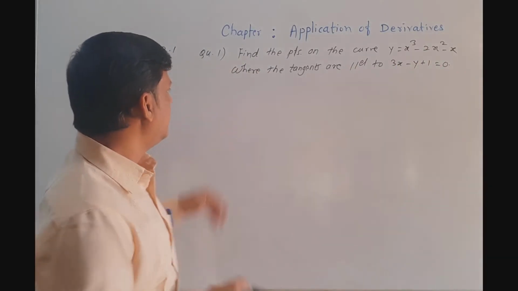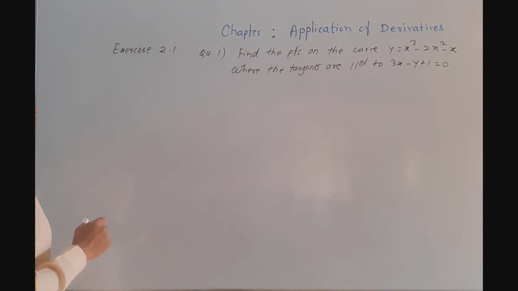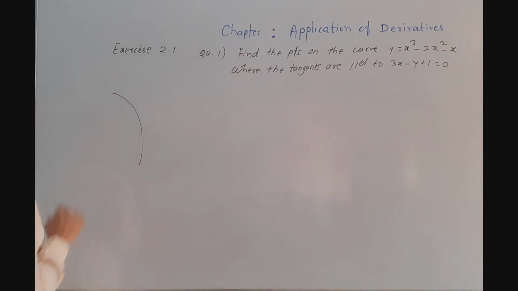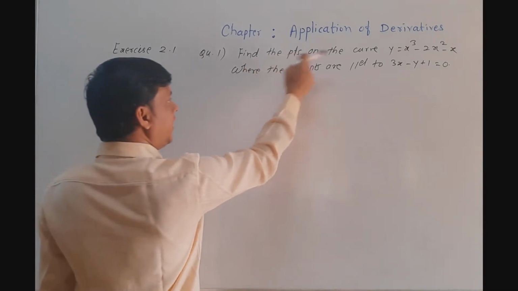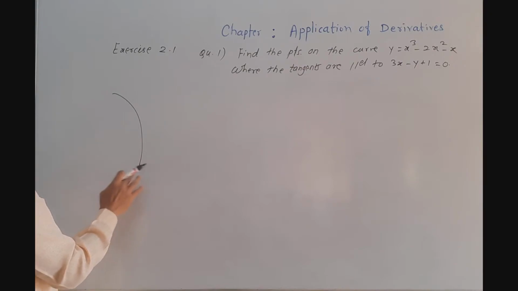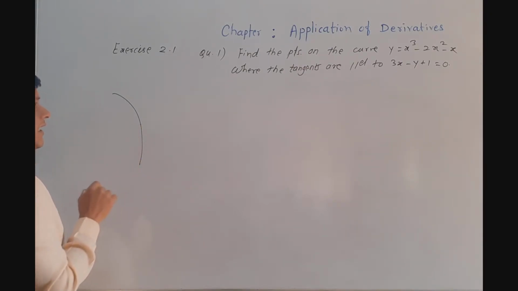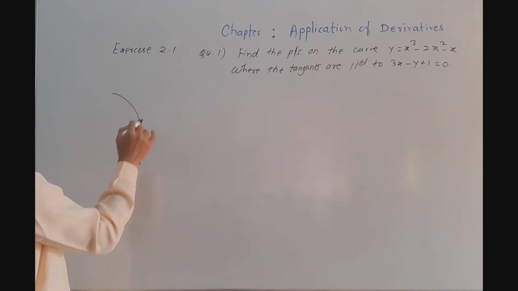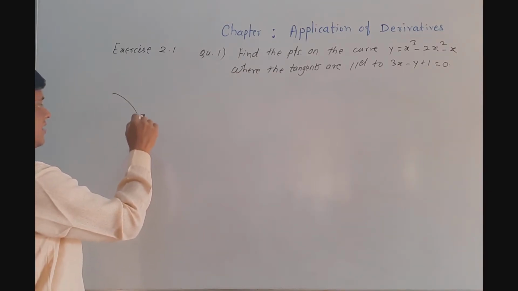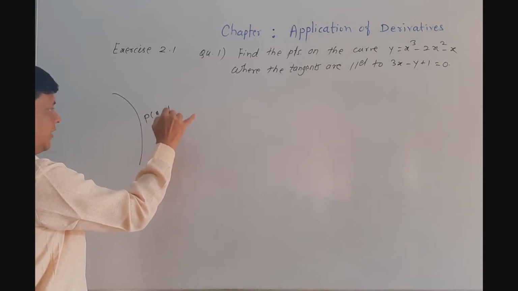First we draw here a rough sketch for what we have to do in this question. So first we draw here a curve. We have to find a point on the curve. So this curve we consider y equals x cube minus 2x square minus x, and we have to find the tangent on this curve. So first we have to find the points on the curve. So we consider here a point on this curve as P of x1 y1.